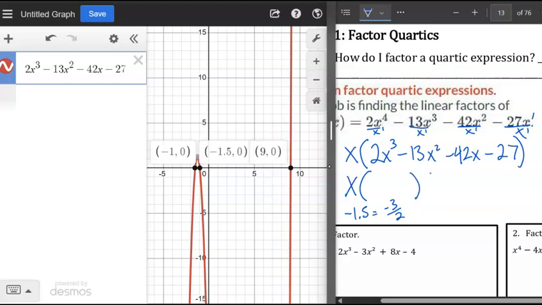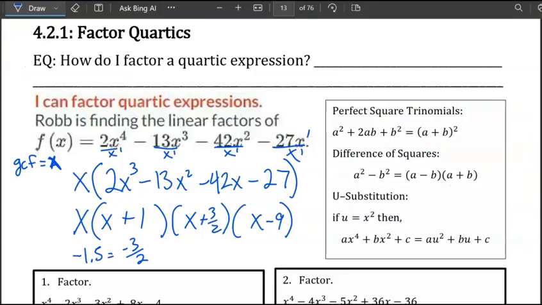So we can write these as 3 factors. We have x plus 1, x plus 3/2, and x minus 9. We have the zeros. We change them into factors. The number that's here is what would make this cancel out. So like the x would really be a -1. -1 plus 1 would be 0. And then for this one, you'd have like -1.5 plus 1.5 would be 0. And then this would be like 9 minus 9. That's 0. So this would be your factored form.